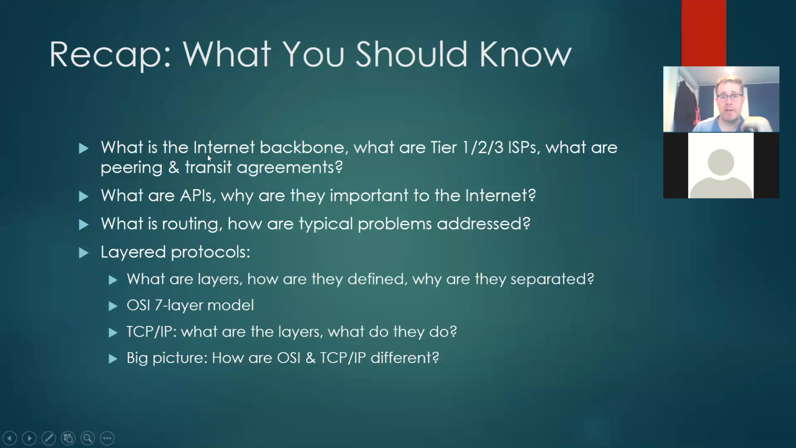Well, the big things are this. What is an internet backbone? What are your tier 1, 2, 3 ISPs? What are peering and transit agreements? What are APIs? Why are they important to the internet? Right, we talked about that. What is routing? How are typical problems addressed?